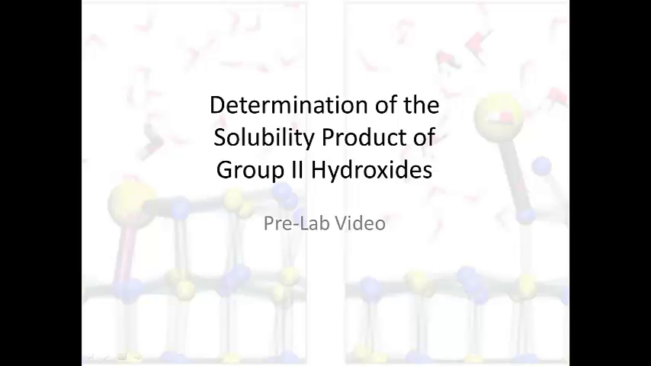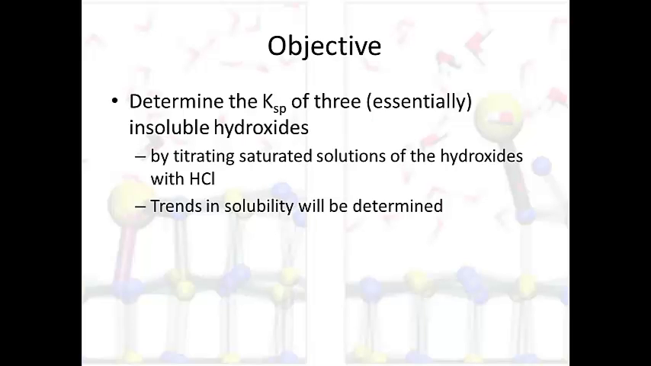This is your pre-lab video for the determination of the solubility product of group 2 hydroxides. The objective of this lab is to determine the KSP of 3 essentially insoluble hydroxides. And what I mean by KSP is K is simply an equilibrium constant, just like you've been calculating in the past, but it's of the solubility of a solid ionic species.